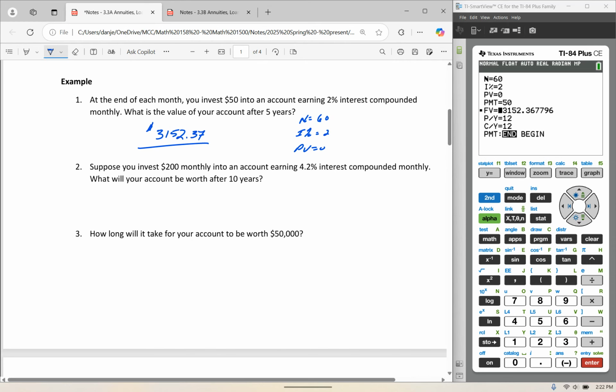Example 2, suppose I invest $200 monthly. So my payment is $200. My present value is 0. I'm putting this into an account paying 4.2% interest compounded monthly. Since I'm putting my money into the account monthly, my P/Y is 12. Since the interest is being compounded monthly, my C/Y is 12.